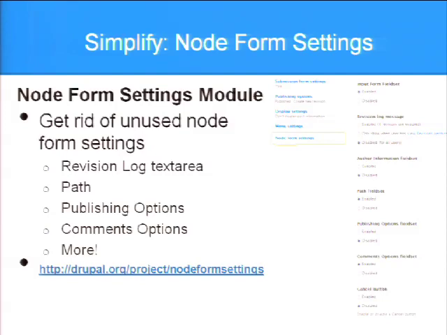If you look in here, you can take away the revision log, the author information, the path, the publishing options, comments, and the cancel button. All this is really great to take away the crap that you don't need.